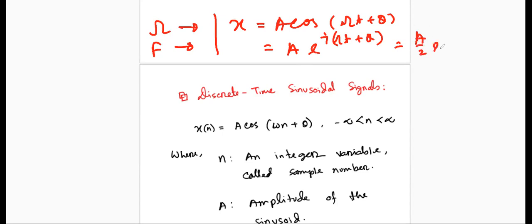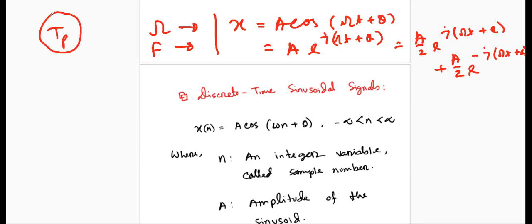So that is A/2 e^(j(ωt+θ)) + A/2 e^(-j(ωt+θ)). So up to now we have learned this. We have also talked about the periodicity of that one. So we have learned that this is the periodicity.